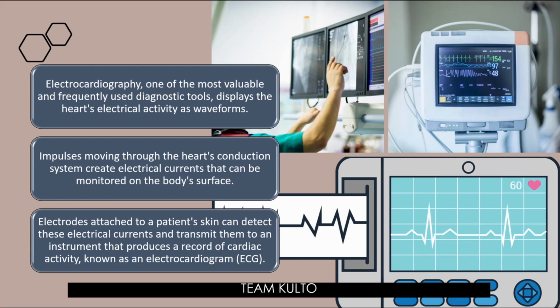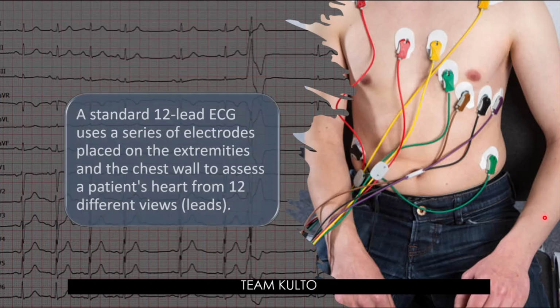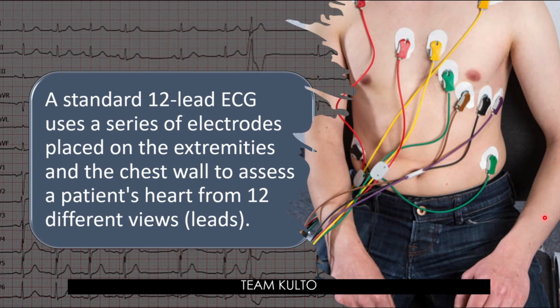Okay, and in addition to that, an ECG can be used to identify myocardial ischemia and infarction, rhythm and conduction disturbances, chamber enlargement, electrolyte imbalances, and drug toxicity. All right, now a standard 12 lead ECG uses a series of electrodes placed on the extremities and the chest wall to assess the patient's heart from 12 different views. Kaya nga tayo merong 12 leads, di ba? Okay, now the 12 leads, nurses, consist of 3 standard bipolar limb leads. Ano-ano yon? Yung iyong 1, 2, and 3.